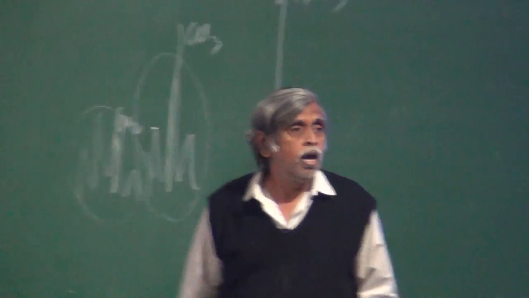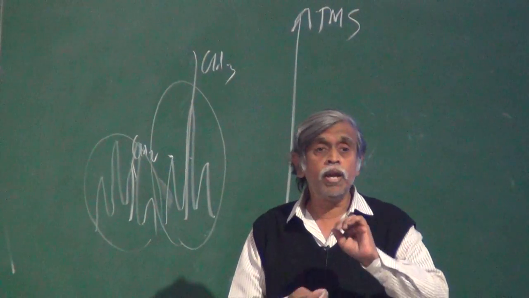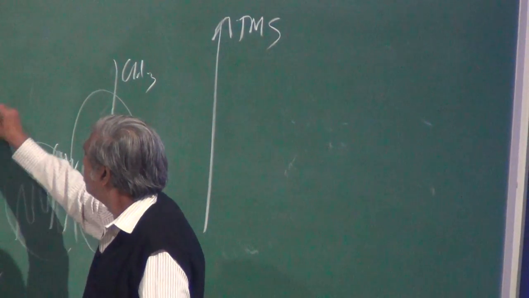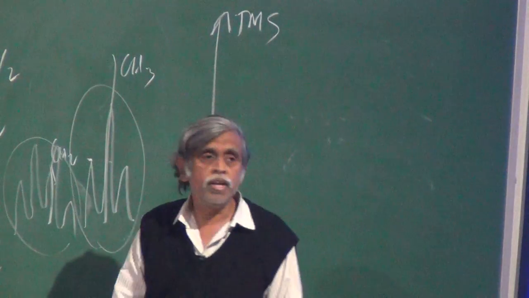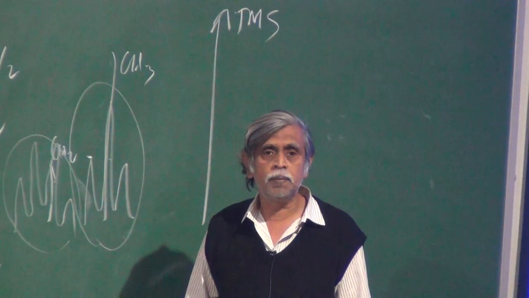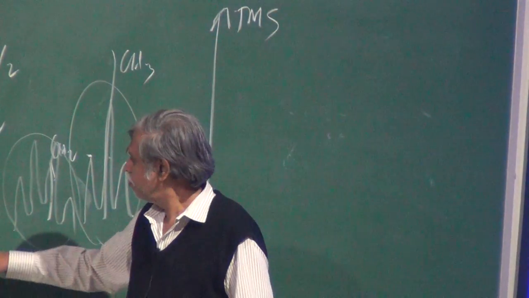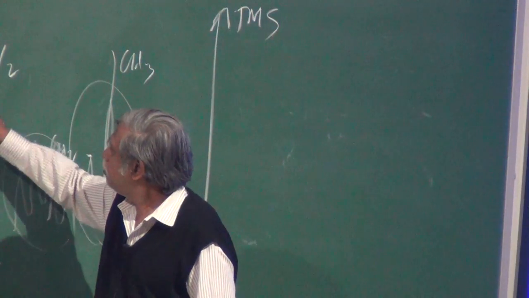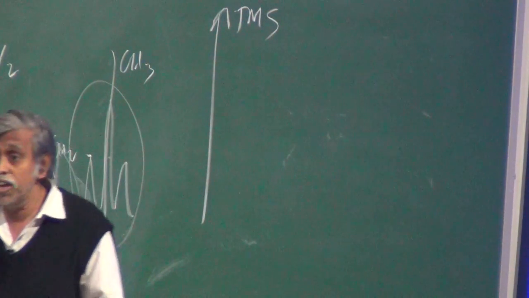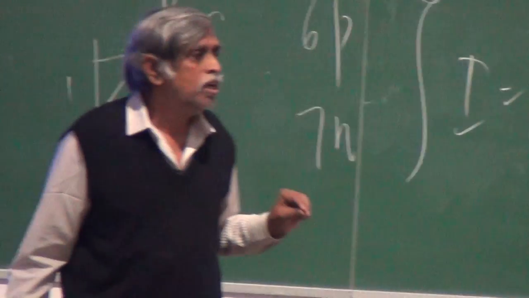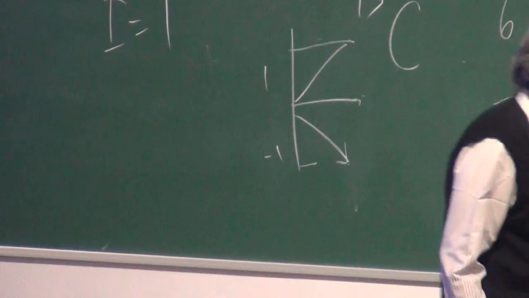In case it were 3 halves, like in the case of boron 11, how many levels would I get when I apply the magnetic field? 3 half, 1 half, minus 1 half, minus 3 half. What are the possible transitions, given the condition that delta m must be plus or minus 1? I can jump from here to here, here to here, and here to here. Therefore, I have 3 transitions. The moment I have 3 transitions, what do I immediately know? It's a 4-level system, and if it's a 4-level system, it has to be a 3-half situation. Therefore, experimentally, these are very well determined.